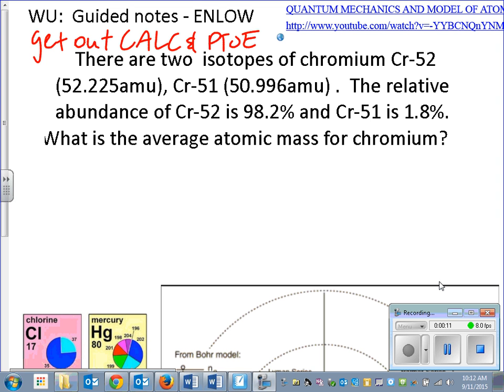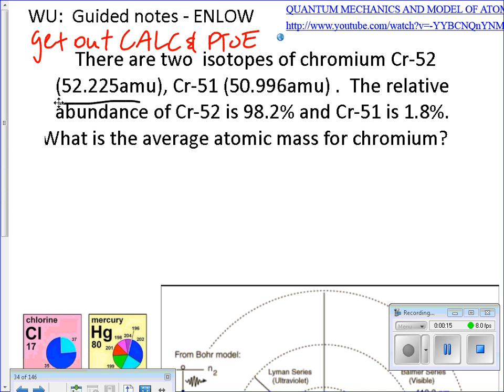Okay, so there are two isotopes of chromium: 52, which weighs exactly this, and chromium 51, which weighs exactly that. Look at those units, AMUs, right? Atomic mass units. And in our lab, some of us didn't include units, period. So make sure you're using AMUs or grams, but AMUs is probably more relevant. The relative abundance is that and that. What is the average atomic mass? Tell me how to start this.